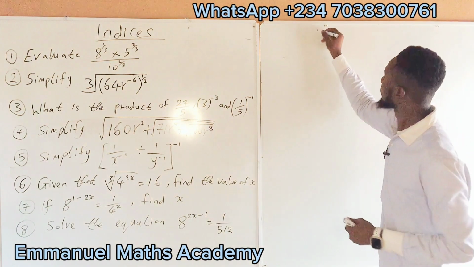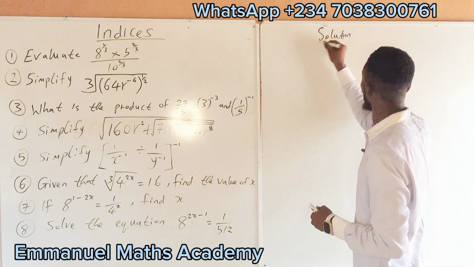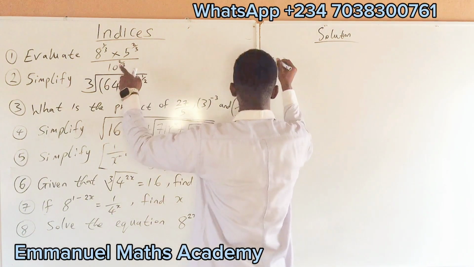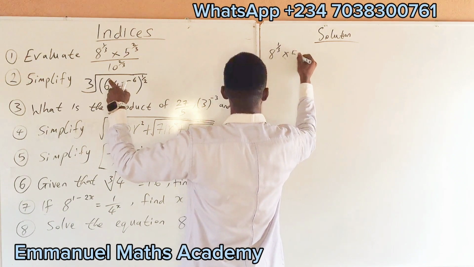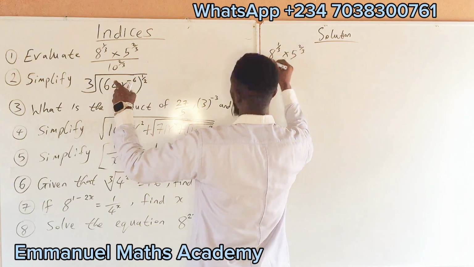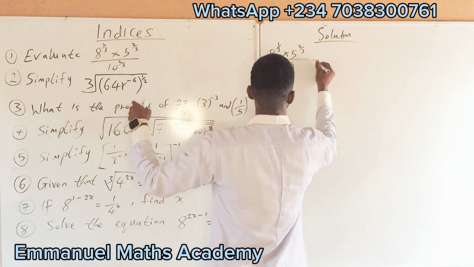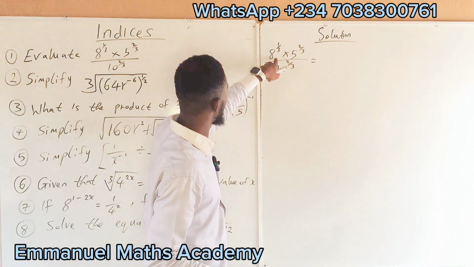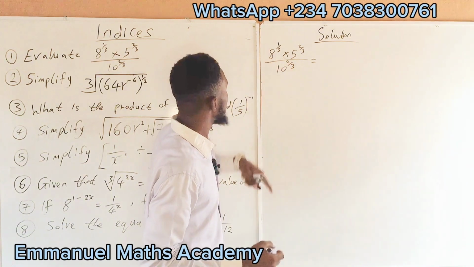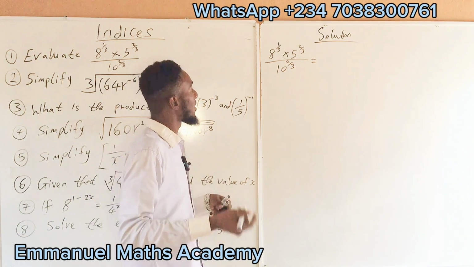Now, solution. So that we have 8 power 1 over 3, right, times 5 power 2 over 3 all over 10 power 2 over 3. Now this is the same thing as what? 8 can be reduced to the base of 2, right? Meaning that 2 times 2 times 2 will give you 8, right? 2 raised to power 3.